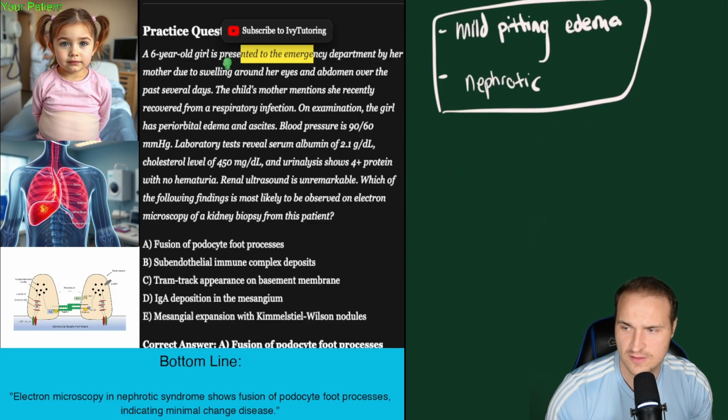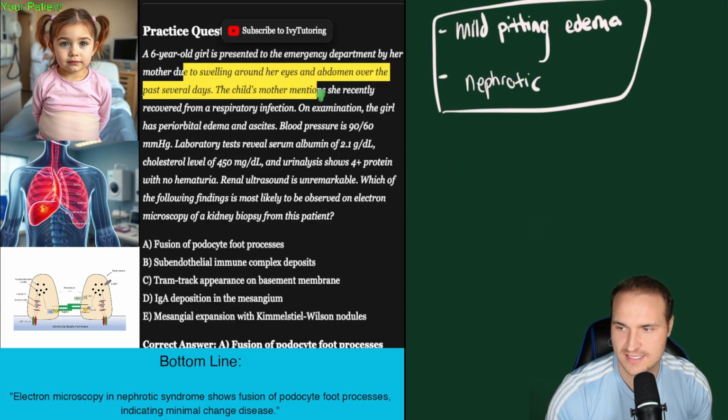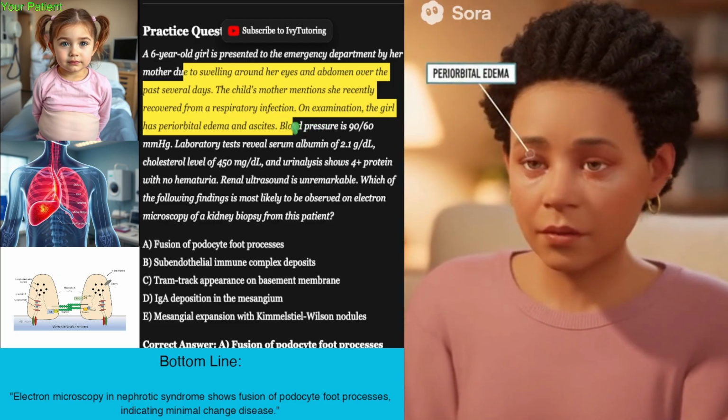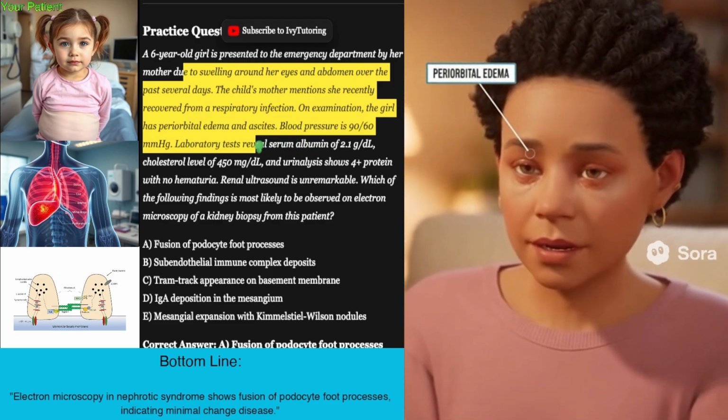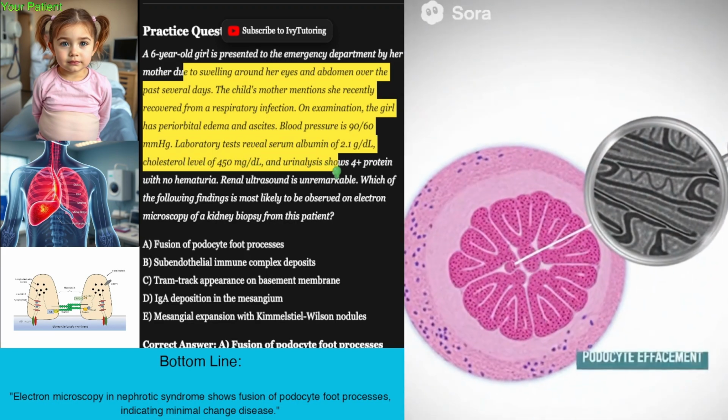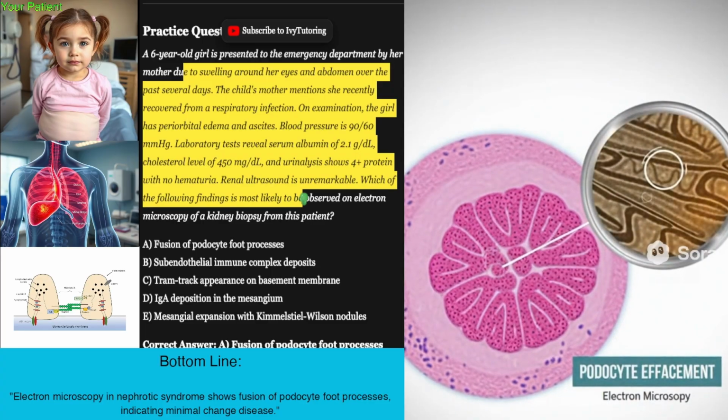First question, a 6-year-old girl presents to the emergency department with her mother due to swelling around her eyes and abdomen over the past several days. The mother mentions she recently recovered from a respiratory infection, and on examination, she has periorbital edema and ascites. Blood pressure is 90/60. Labs show serum albumin of 2.1, cholesterol of 450, and urinalysis shows 4+ protein with no hematuria. Renal ultrasound is unremarkable.